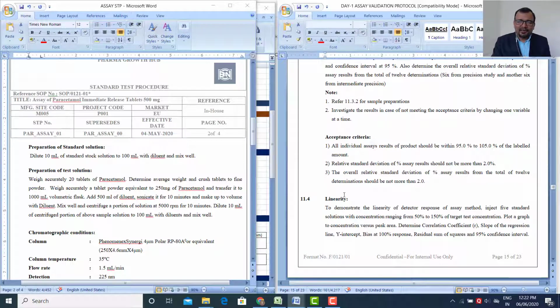Once you perform the experiment, what is the acceptance criteria? All individual assay results of the product should be between 95 to 105%, which is the specification. The relative standard deviation of the percent assay result should not be more than 2%, and the overall relative standard deviation of percent assay results from the total of 12 determinations, 6 from repeatability and 6 from the ruggedness study, should not be more than 2.0%. So these are the various ways of preparing samples and conducting the precision study.